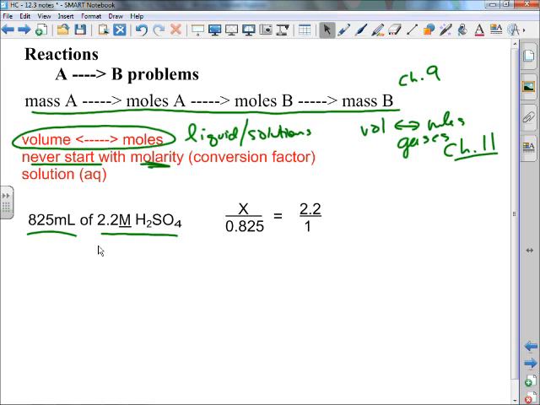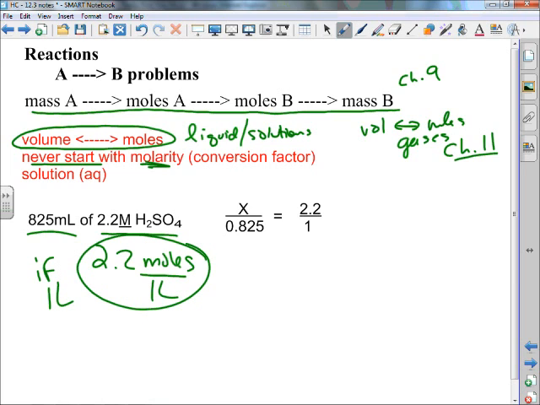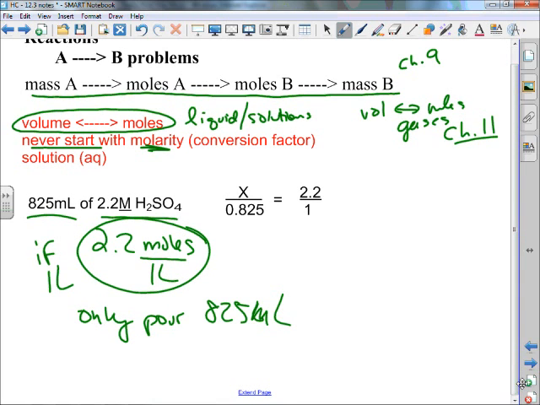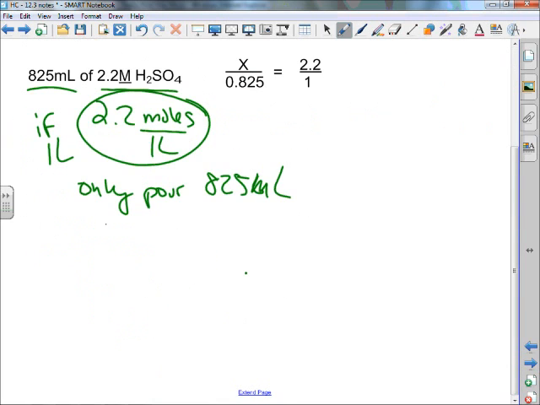Well, remember here what the definition of molarity is. 2.2 molar means if we pour out 1 liter, we're going to get 2.2 moles. But we're only pouring out 825 milliliters. Therefore, we're going to get a little bit less than 2.2 moles. So how do we actually show that?